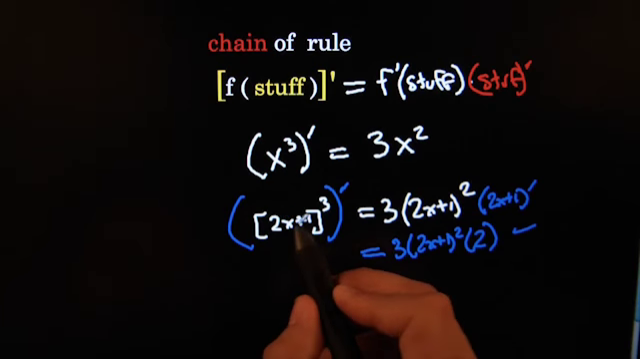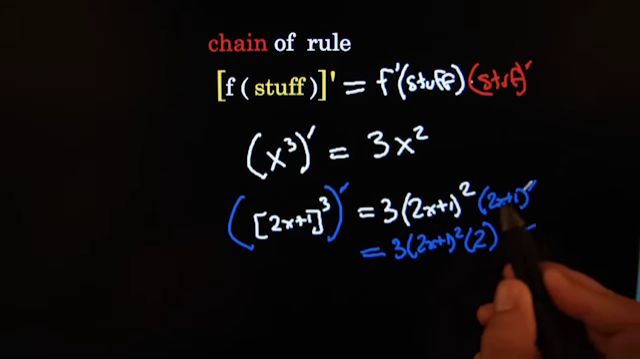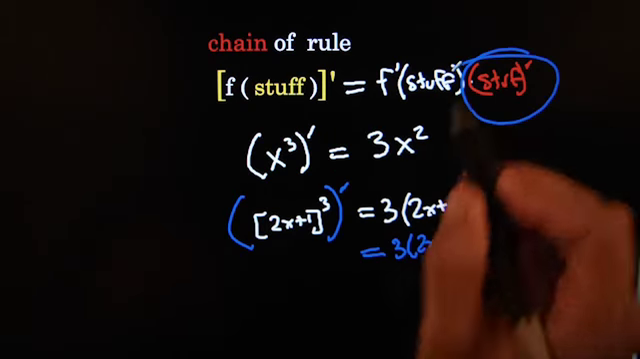For any sort of thing in here in the middle that's not x, you're going to have to add the stuff prime at the end. That's what the chain rule says.